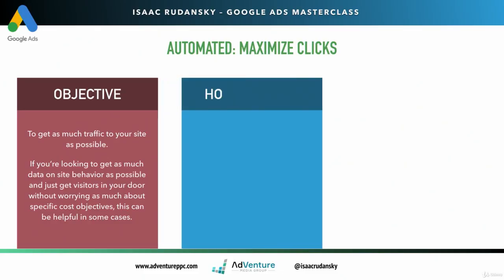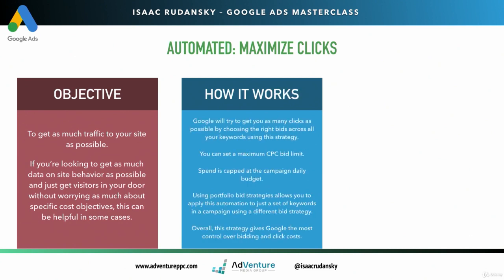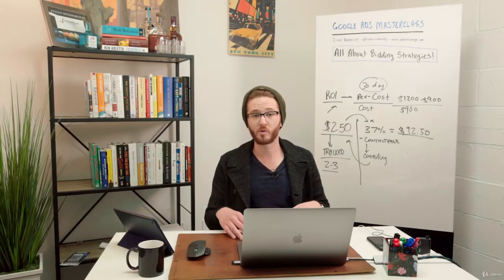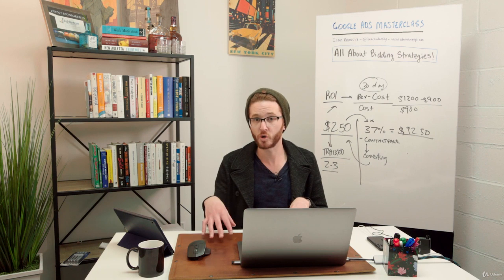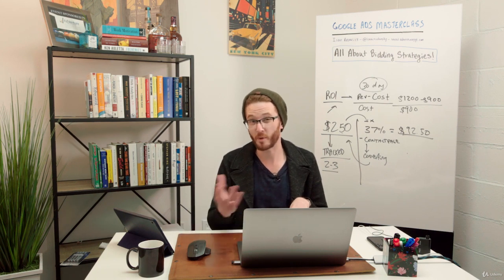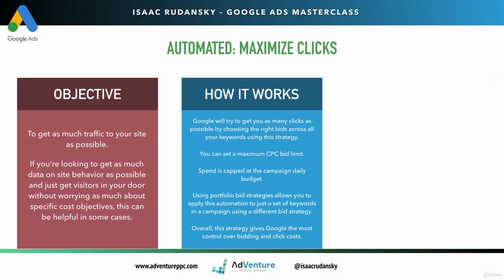How does it actually work? It's pretty straightforward. Google will try to get you as many clicks as possible by choosing the right bids across all the keywords that are using this strategy. So across all the keywords in this campaign, you can set a maximum CPC bid limit as well. So you could temper Google's autonomy by choosing a maximum CPC, but that sort of defeats the whole purpose of Maximize Clicks to begin with. Spend is capped at the campaign daily budget. So remember that.